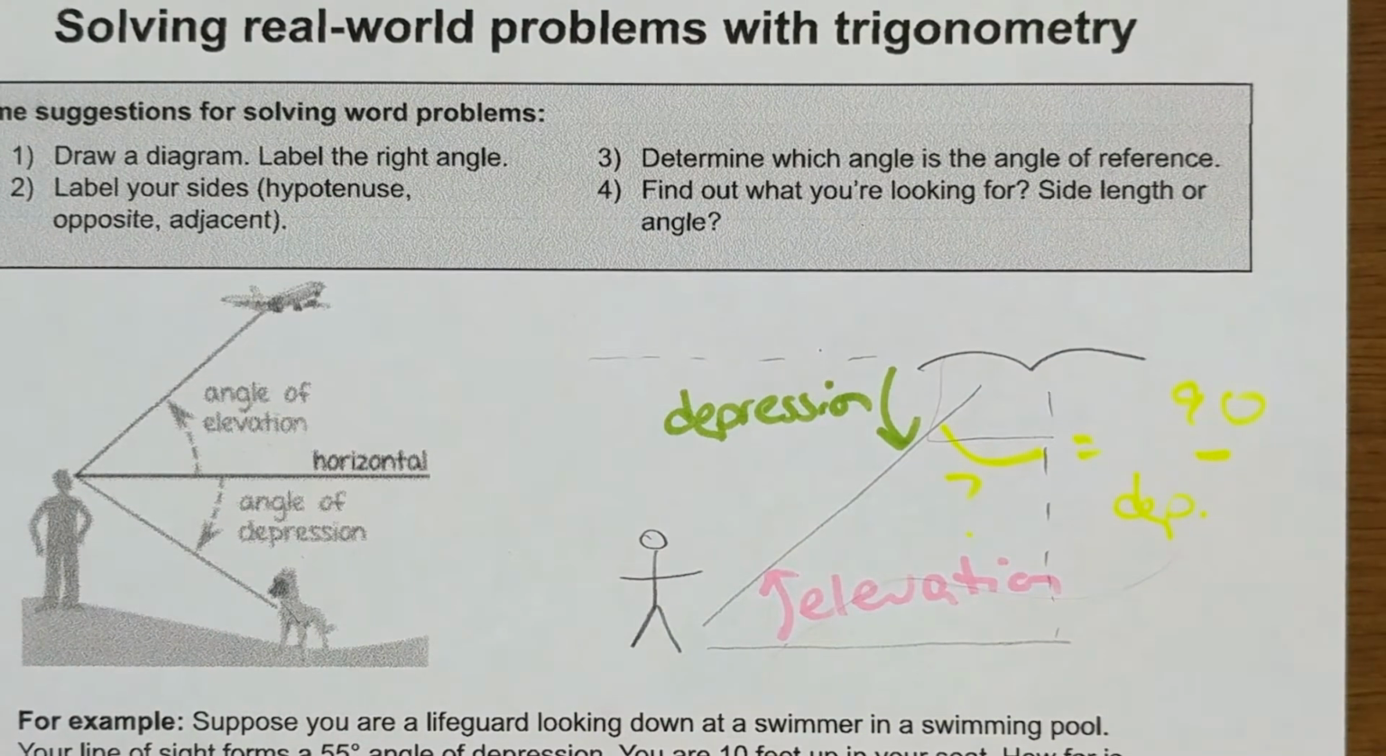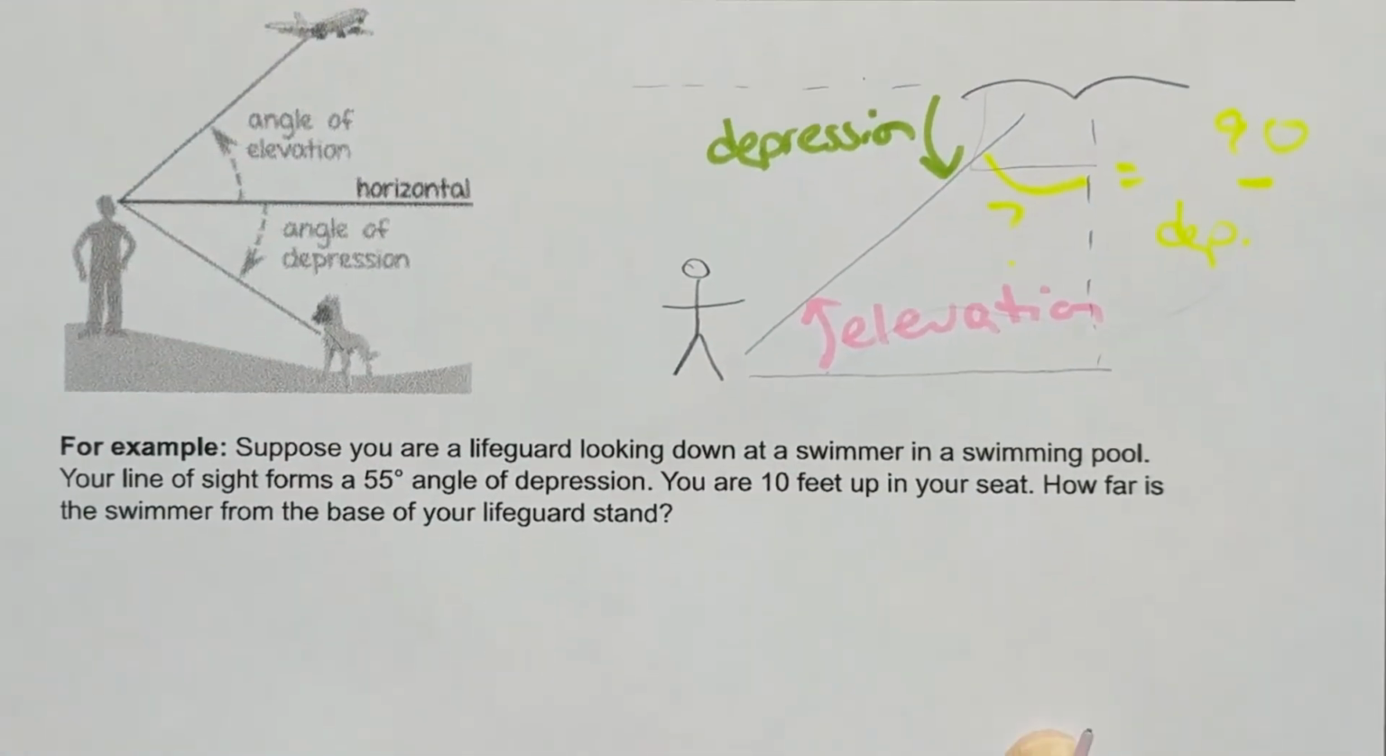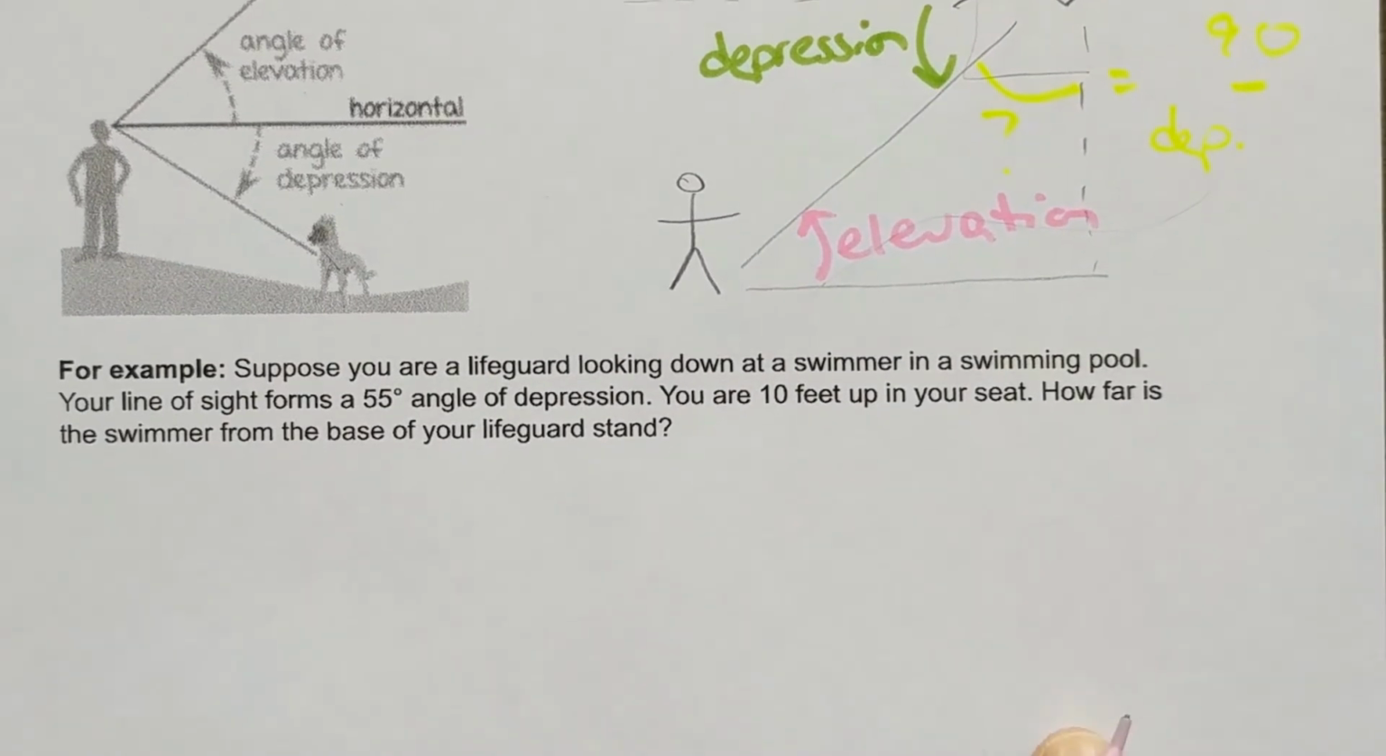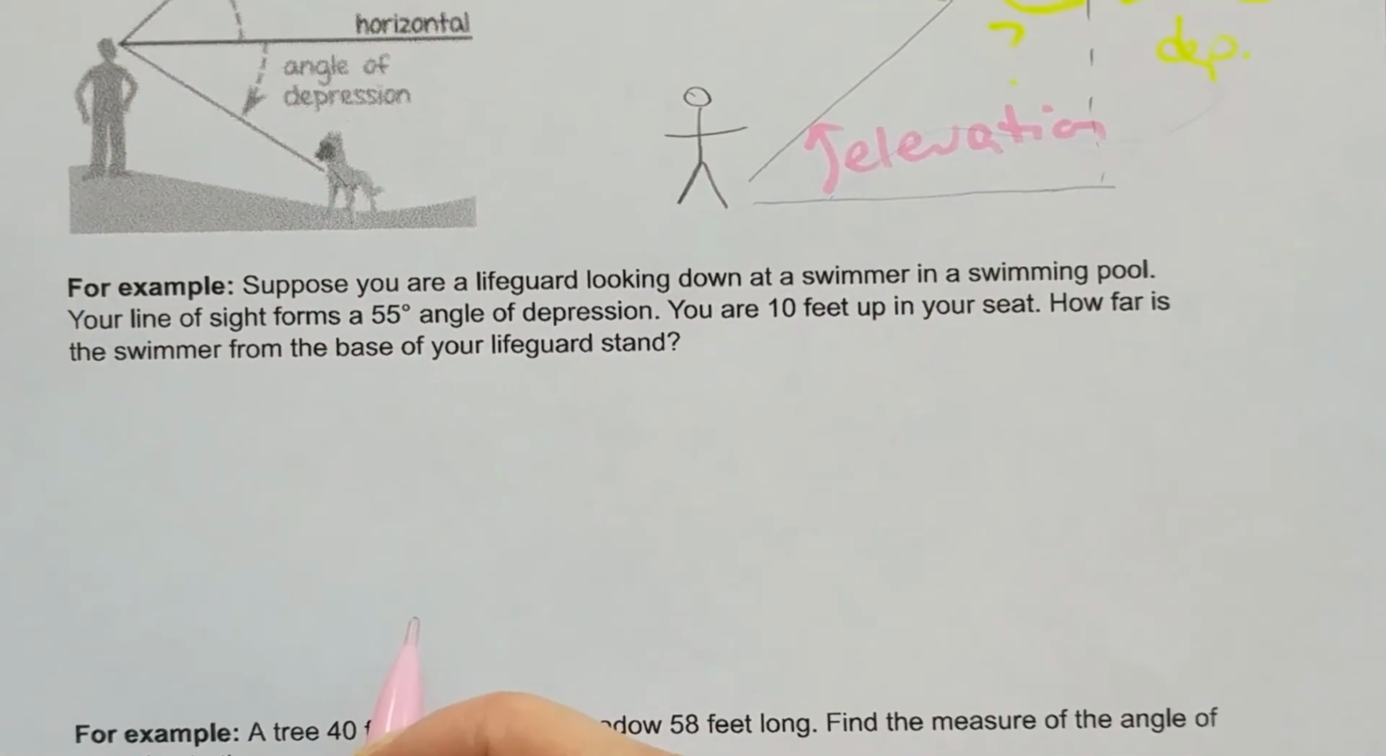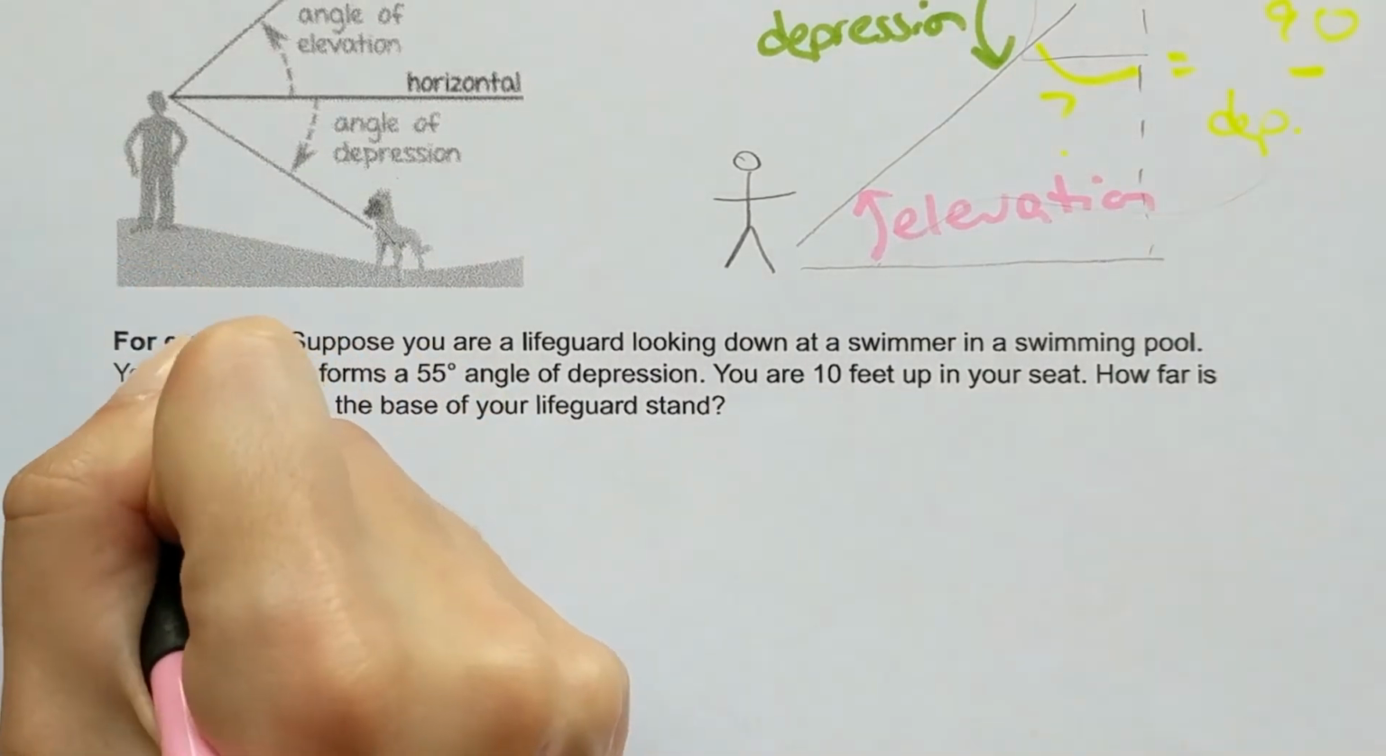Okay? Let's take a look at our first example. You are a lifeguard looking down at a swimmer in a pool. Your line of sight forms a 55-degree angle of depression. You are 10 feet up in your seat. How far is the swimmer from the base of your lifeguard stand? Well, let's go ahead and draw a diagram here. That's always the first step.